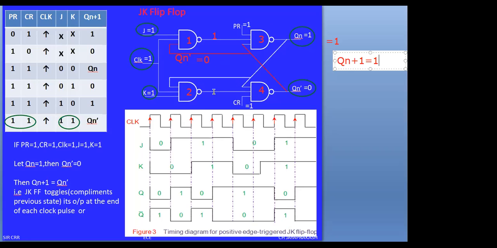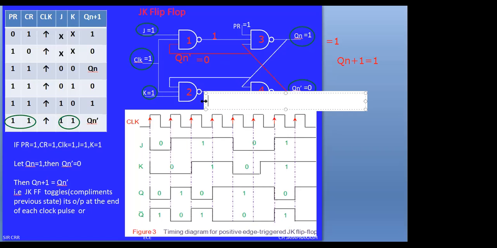Since the three inputs are 1, that is J equals 1, K equals 1, clock equals 1, the output of NAND gate 2 is 0. Now, this 0 is connected to NAND gate 4.